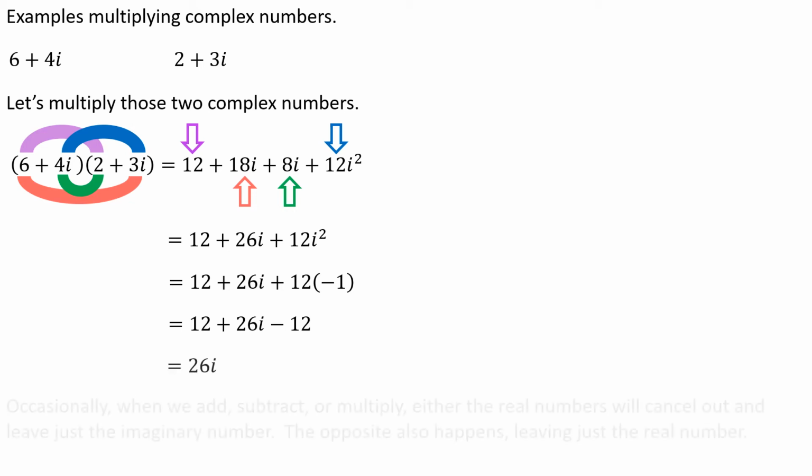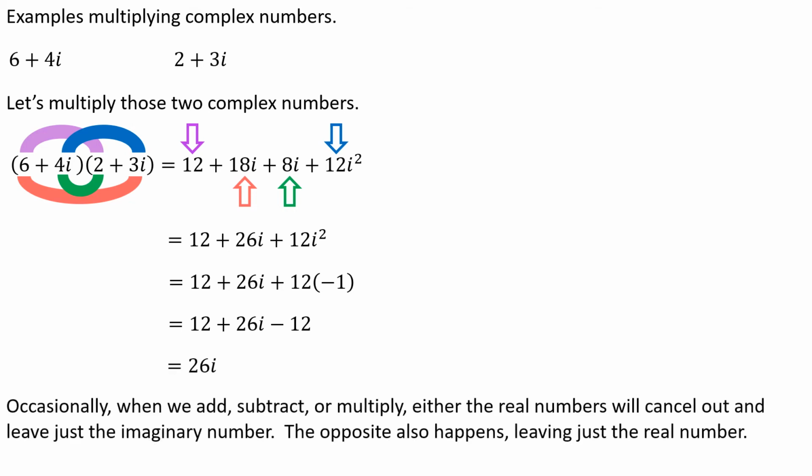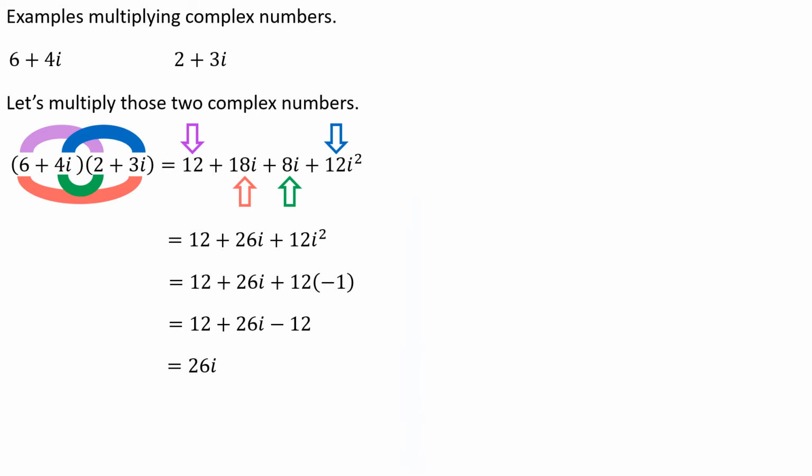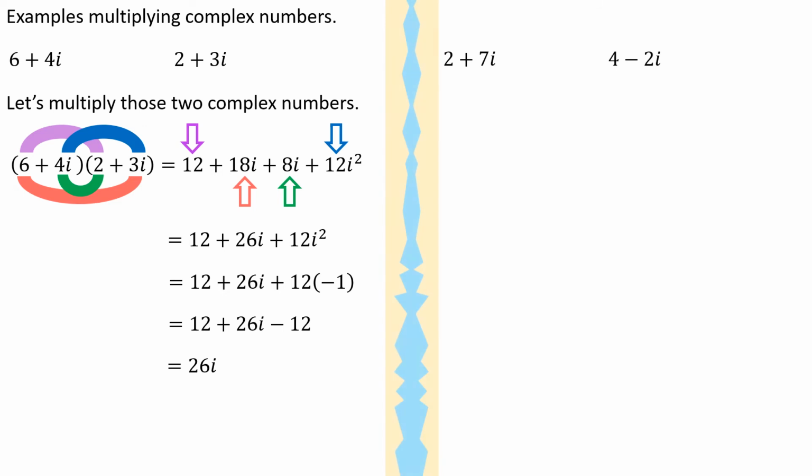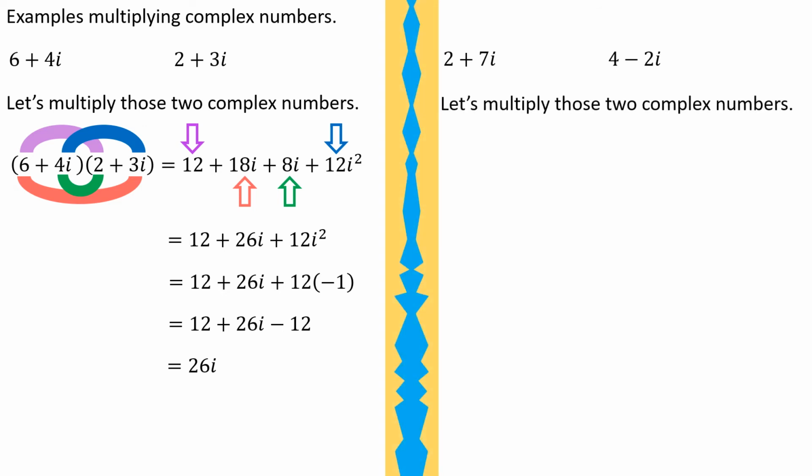Kind of interesting. The positive 12 and the negative 12 cancel out. Doesn't happen too often, but sometimes it's like, hey, guess what? We just end up with either a real number or an imaginary number. Here come two more complex numbers. And again, you might want to try to multiply this out yourself and get an answer, so you could pause the video now and then start the video when you have an answer.